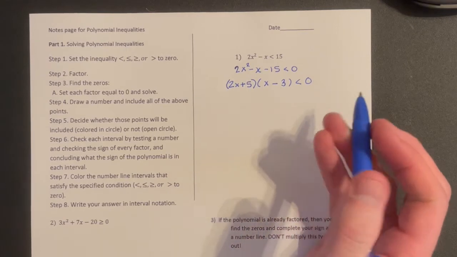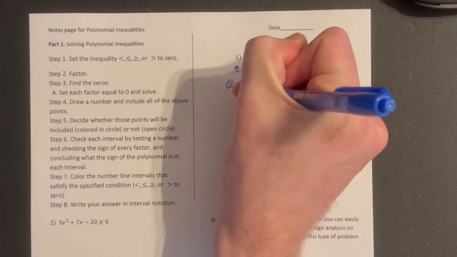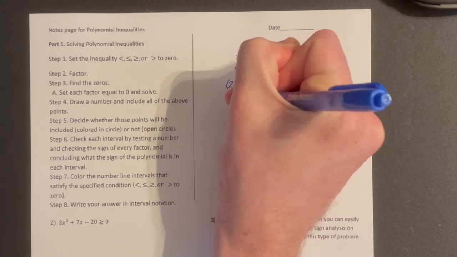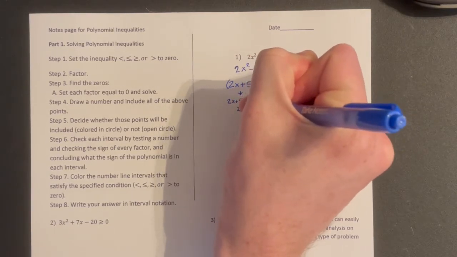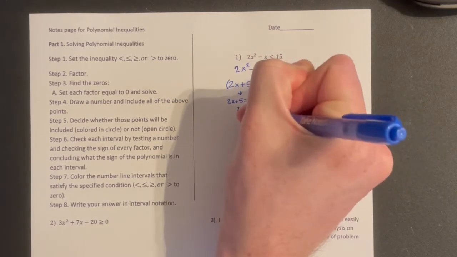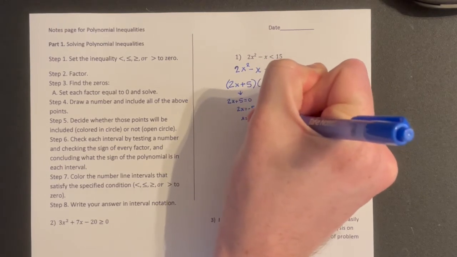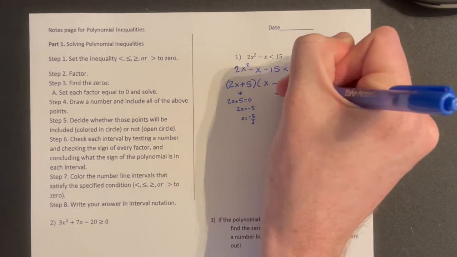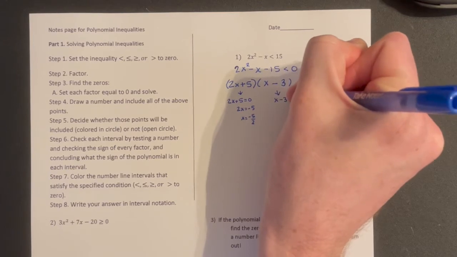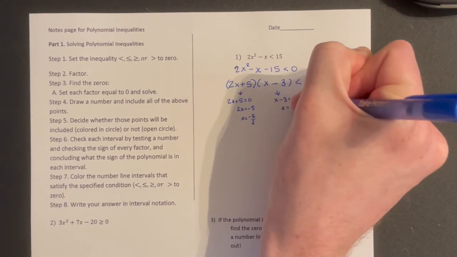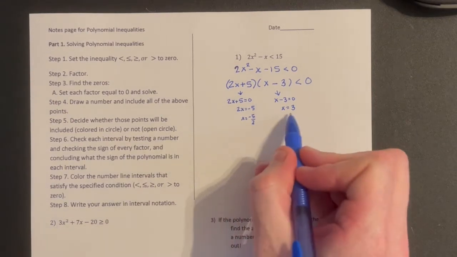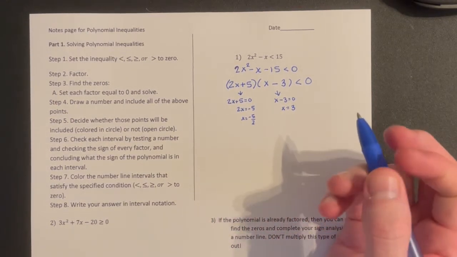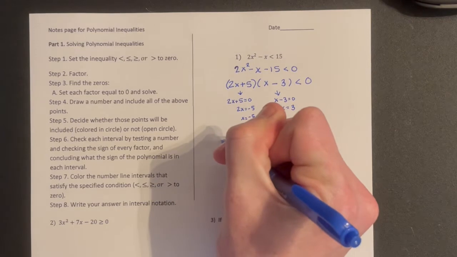We then took each factor and found our zeros. So 2x plus 5 equals 0, which will end up giving us a negative 5/2. And then x minus 3 equals 0, and x equals 3. The main thing that we want to pay attention to is that those are not the solutions to this inequality. An inequality is a range of values.